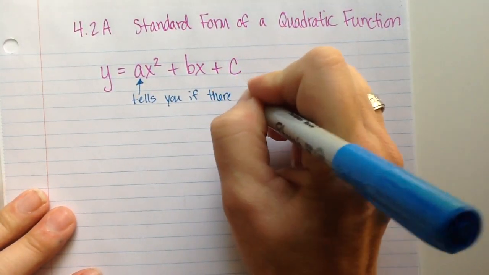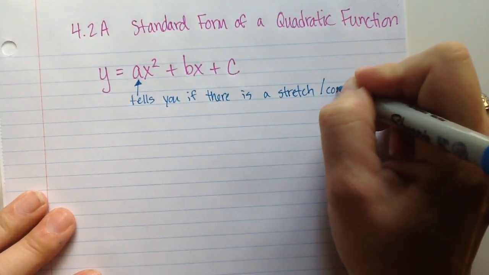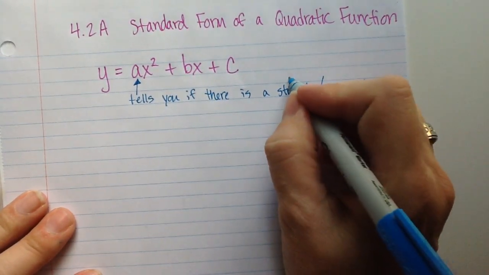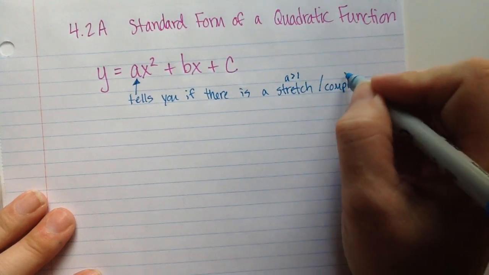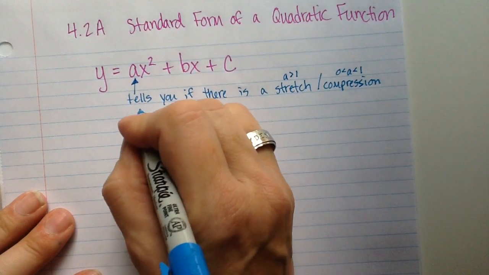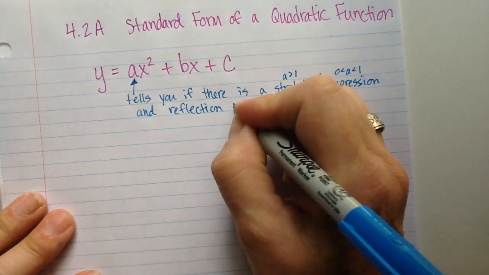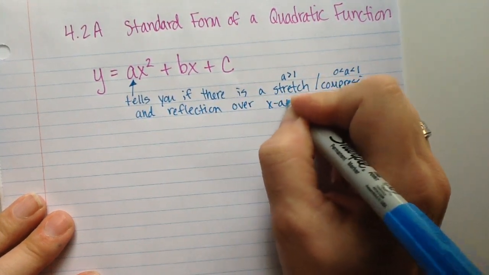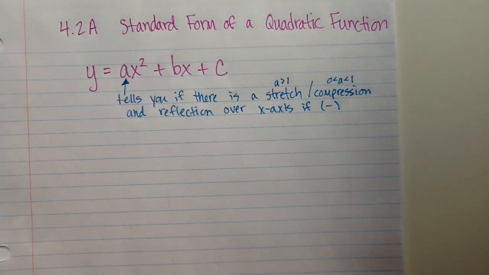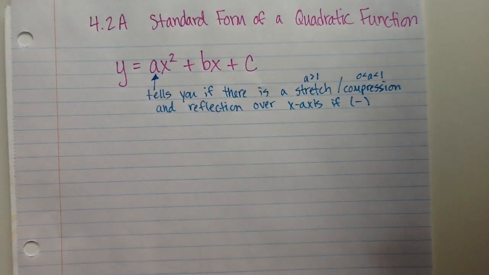if there is a stretch or compression. Remember, it's a stretch if a is bigger than 1. It's a compression if a is between 0 and 1. And also reflection over the x-axis if it is negative. Now we'll get to what all the other numbers are going to be used for here in a little bit.